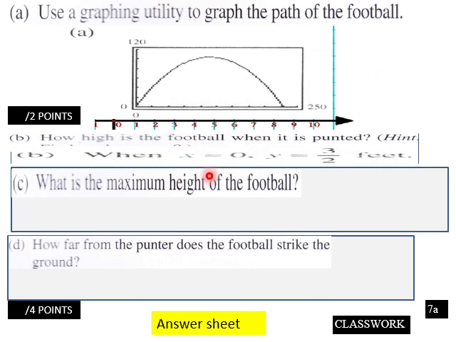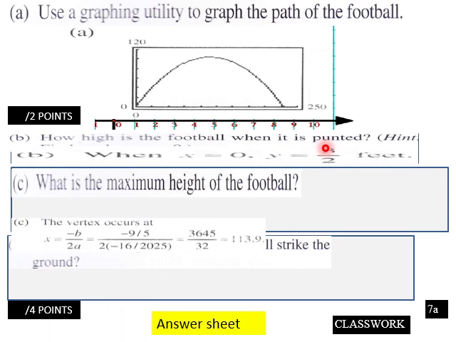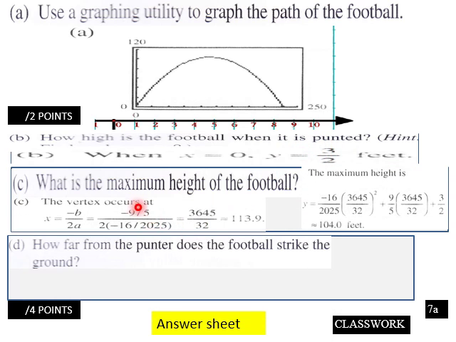And then how high is the football? X equals 0, y equals 3 over 2 feet. How high is the football when it is punted? So when x equals 0, y would equal 3 over 2, or a foot and a half, is where it was starting. Where it's punted would be a foot and a half. And then what is the maximum height?